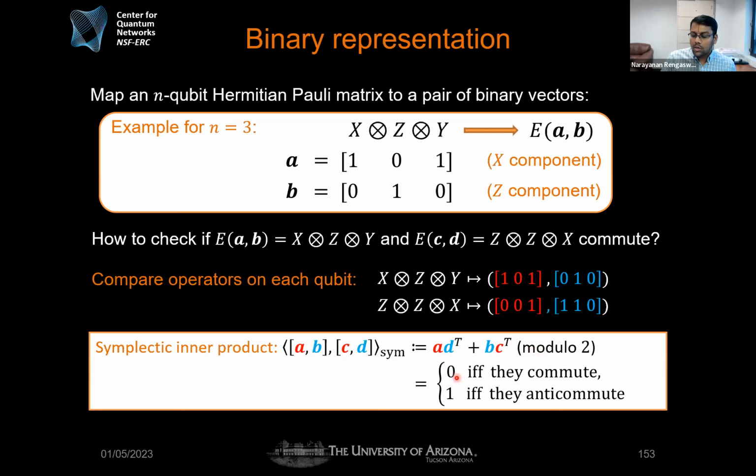If the result is 0, then they commute. If the result is 1, they anti-commute. So it's a very simple check. So you just have to do some simple vector inner products modulo 2, and that tells you if the matrices commute or not. And you can check that this works for this case.